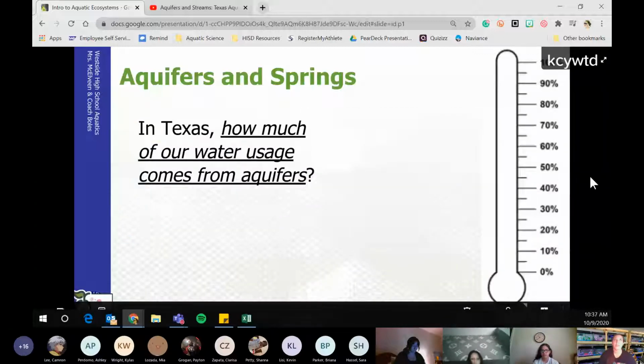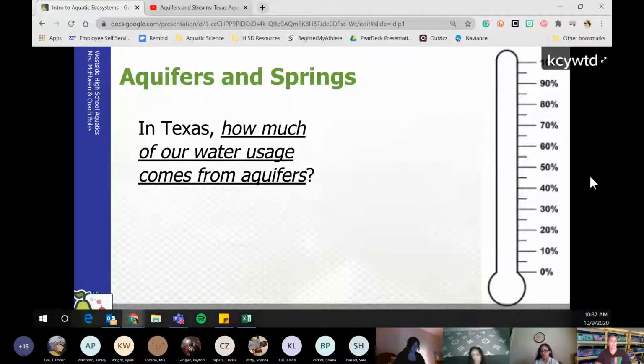Question. Based on something we talked about, I think it was Wednesday, when you had to do your little pie graphs: how much of our water usage comes from aquifers, aka groundwater?